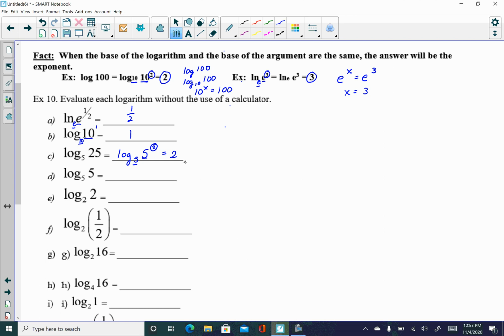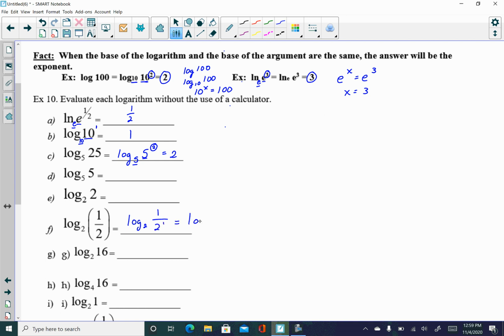Okay, let's go down and let's do f together. Log base 2 of 1/2. So let's think about some ways that we can rewrite this. Log base 2, think about this 1/2 as written as 1 over 2 to the first power.